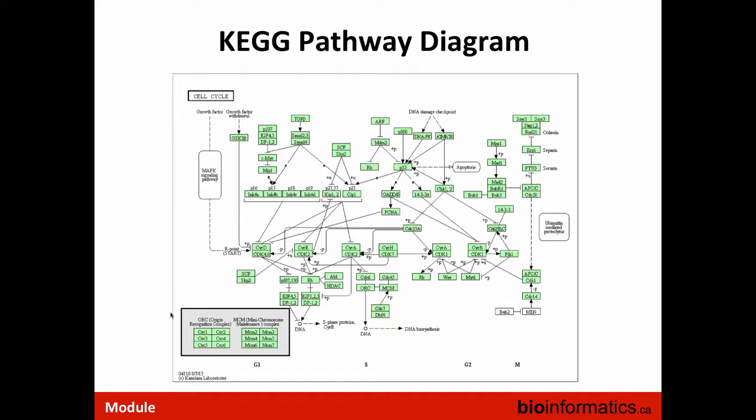The lines themselves represent the different types of reactions. The arrows typically represent activation. The vertical line, the perpendicular line, represents inhibition. And sometimes just single lines represent just direct interactions, but no additional information.